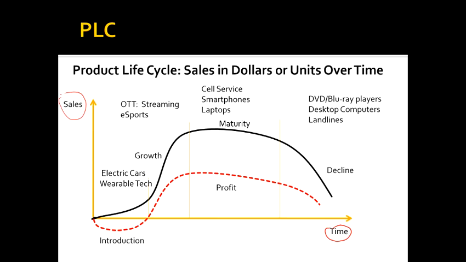The red dotted line represents the profit that's earned over that same period of time. You can see both lines, but especially the black line is the one we're most concerned about right now. It starts off slow, rises quickly, levels out, and then drops back off. This is called an S-shaped curve. So we break the product life cycle down into 4 different sections.